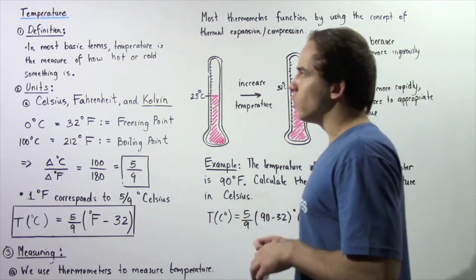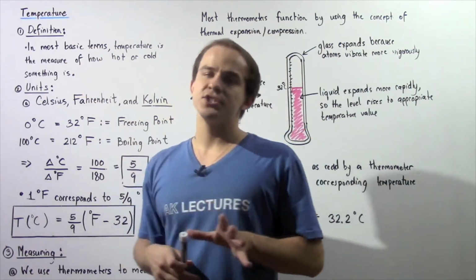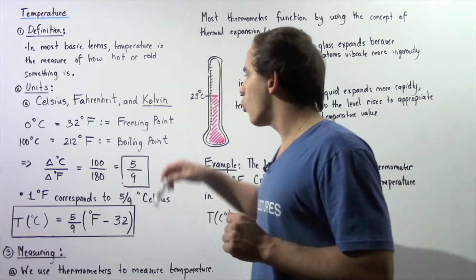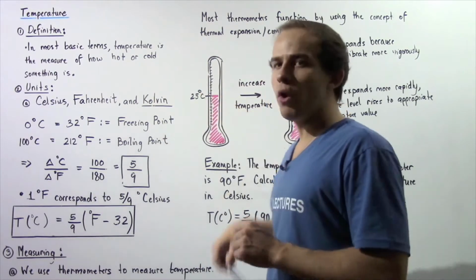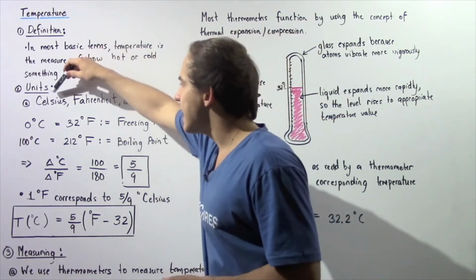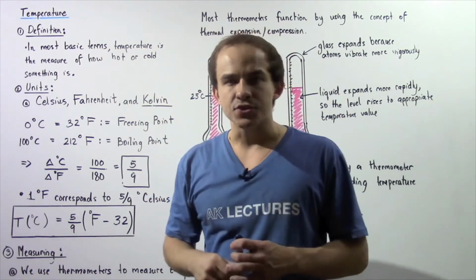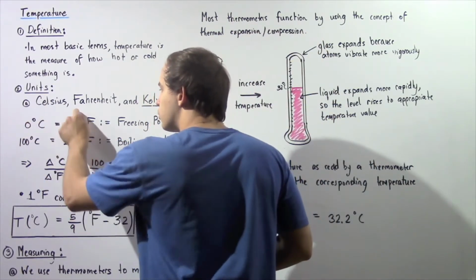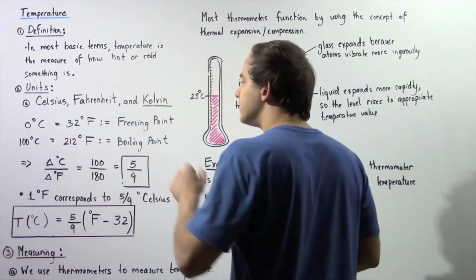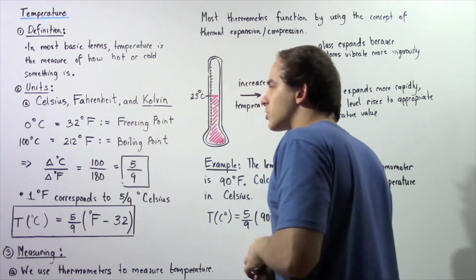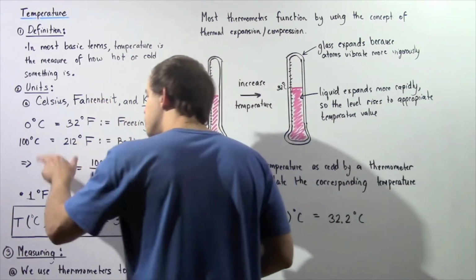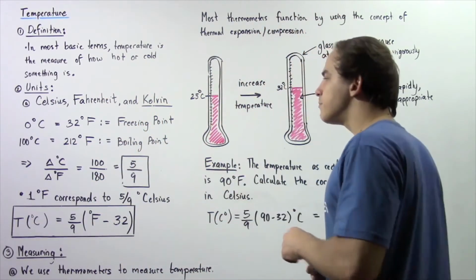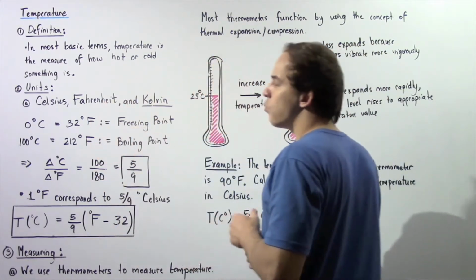Now, one way in which we can define temperature is by arbitrarily choosing or assigning a value for the freezing point and boiling point of water for both the Celsius and the Fahrenheit scales. We choose 0 degrees Celsius or 32 degrees Fahrenheit to correspond to the freezing point of water, and 100 degrees Celsius or 212 degrees Fahrenheit to correspond to the boiling point of water.